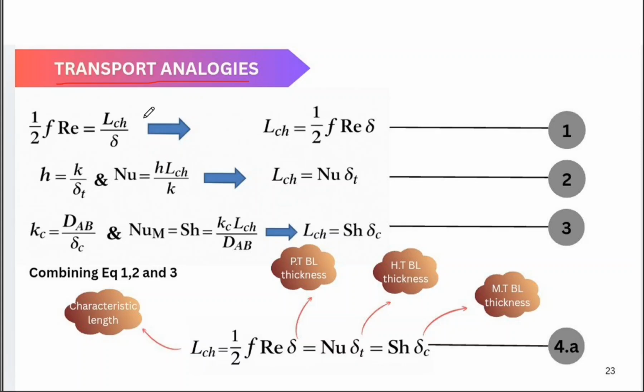From the book, we know that momentum, heat and mass transfer processes are mathematically similar because all three involve transport across a boundary layer. This slide shows three fundamental expressions. First is momentum transfer, that is half F Re equals LCH by delta. Here, F is the Fanning friction factor, which is a dimensionless measure of wall shear stress.